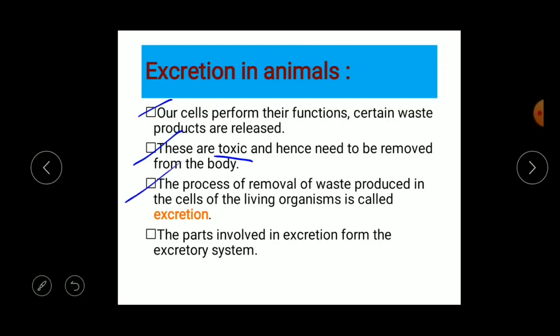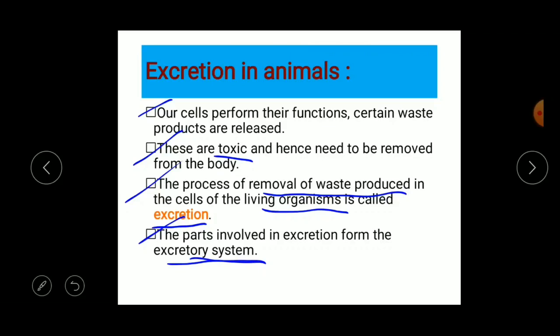The process of removal of waste produced in the cells of the living organisms is called excretion. So what is the excretion process? It is the process of removal of waste produced in the cells of the living organisms. Okay, so the removal of waste product out of the body is called excretion. The parts involved in excretion form the excretory system. So whatever parts are involved in the excretion process are called the excretory system.